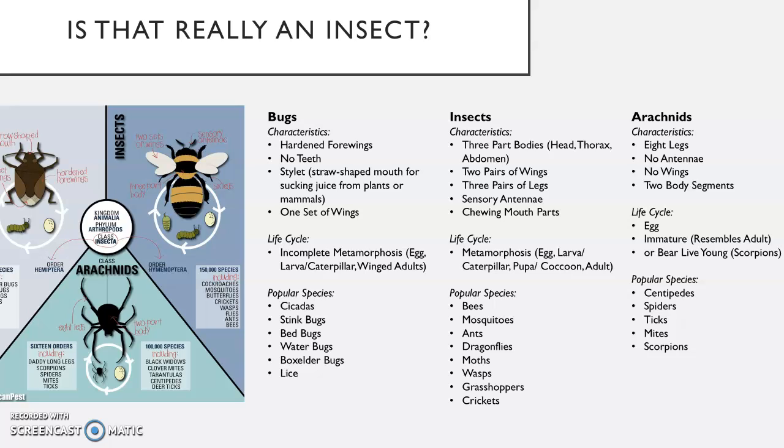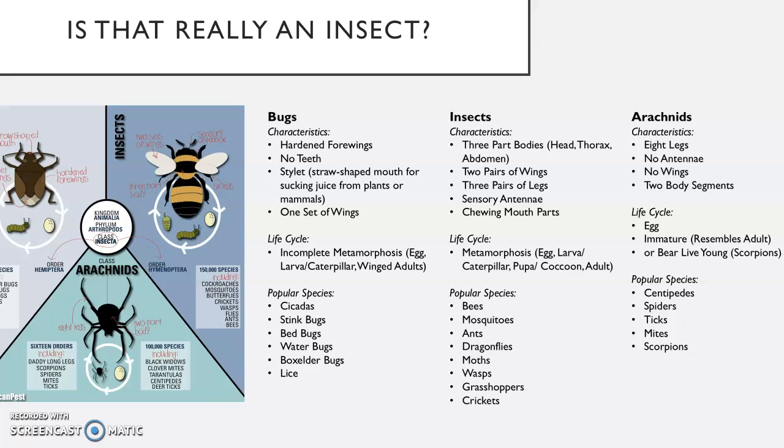So I really liked this grid because a bug is an insect, but not every insect is a bug. For example, a bug has hardened forewings, no teeth, a straw-shaped mouth for sucking juices from plants, and only one set of wings. Whereas an insect has three parts to its body, the head, the thorax, and the abdomen, and they have two pairs of wings, three pairs of legs, antennae, and teeth. And an arachnid has 8 legs, no wings, no antennae. These would be spiders.